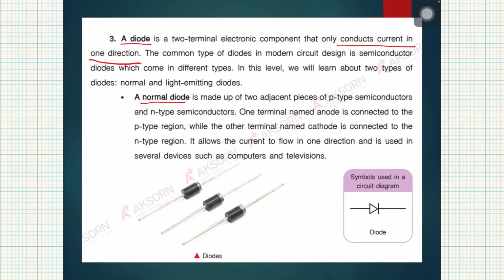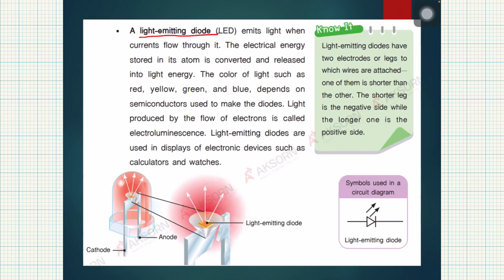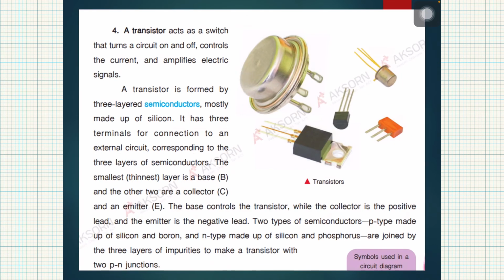And take note of the symbol, by the way. Normal diodes have a symbol like this one on this side. And when we say light emitting diode, it has the symbol like this. Okay, so don't forget that one. And light emitting diodes could also be found in our electronic devices such as calculators and even our watches. Is that clear?